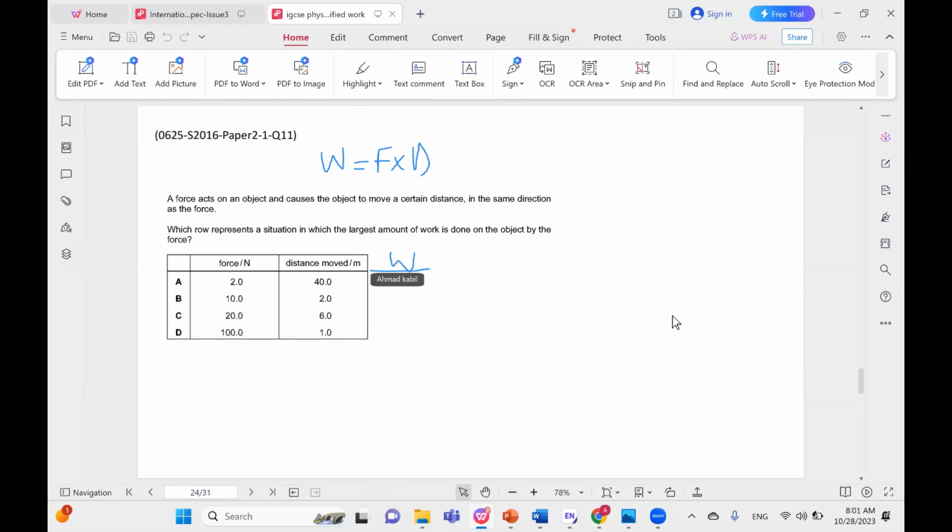2 times 40 is 80. 10 times 2 is 20. 20 times 6 is 120. 100 times 1 is 100. So the greatest amount of work happens in C.